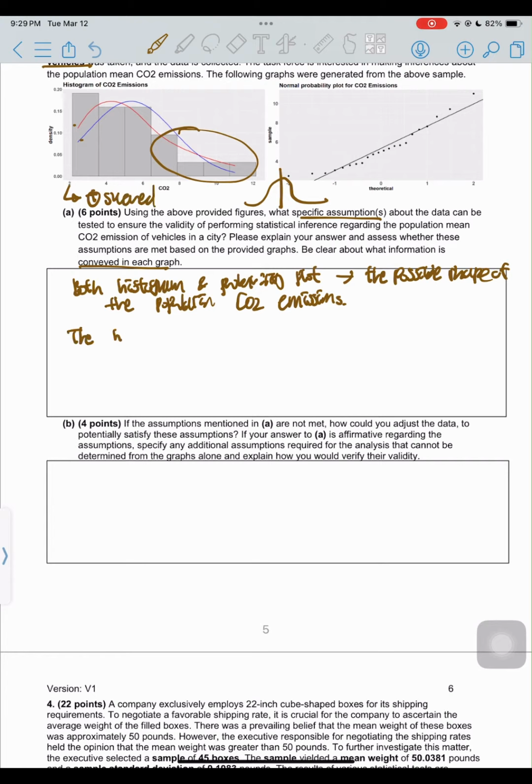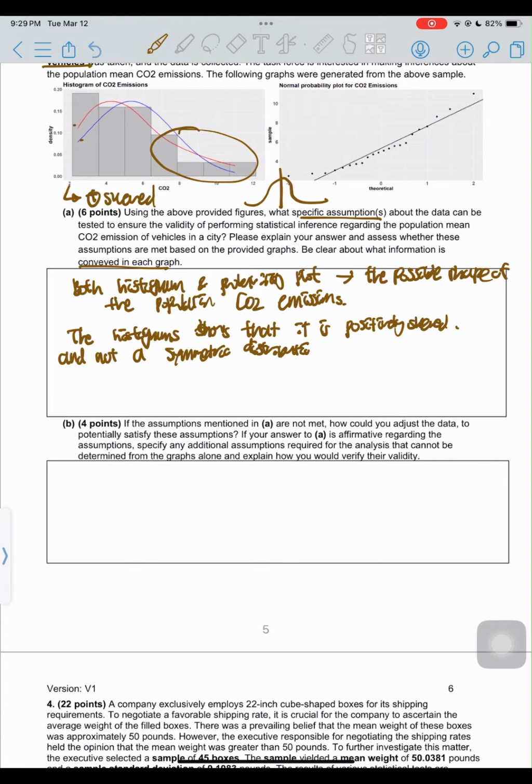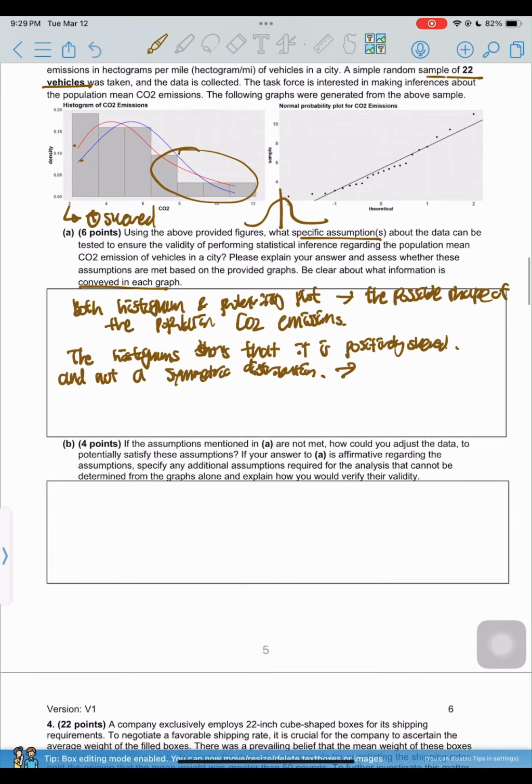So you can say the histogram shows that it is positively skewed. Yeah, sorry, my handwriting is not great. Positively skewed and not a symmetric distribution like a bell curve. And this tells us that, and let's look at the normal probability plot too. This same behavior is actually seen in the normal probability plot.